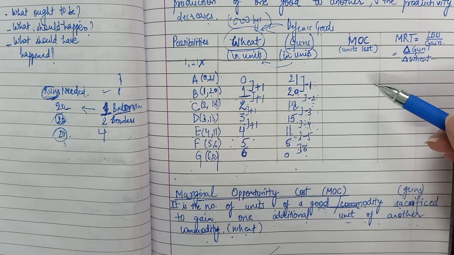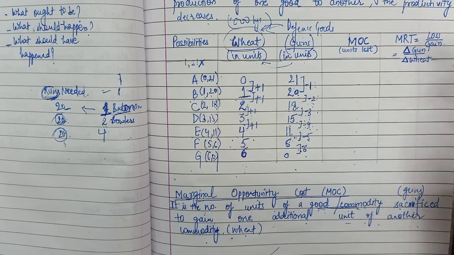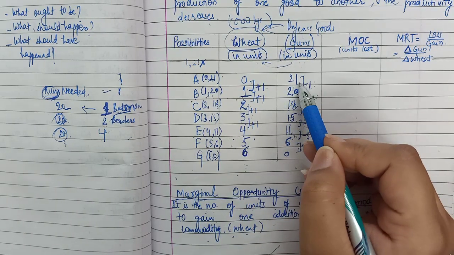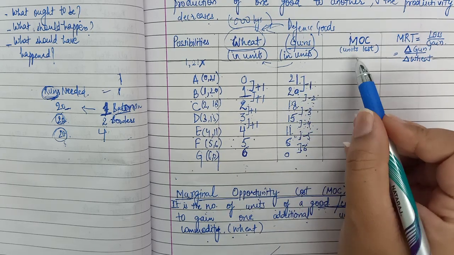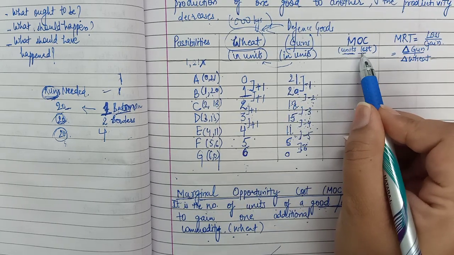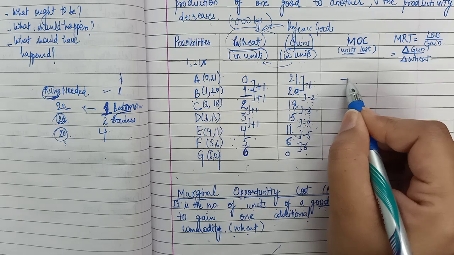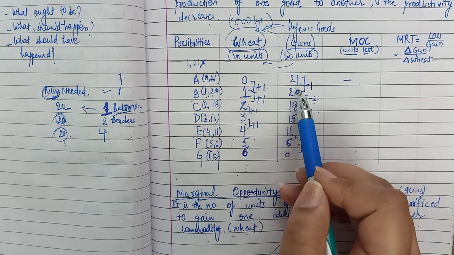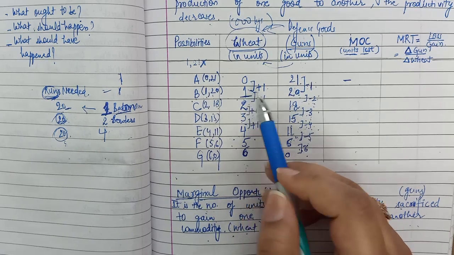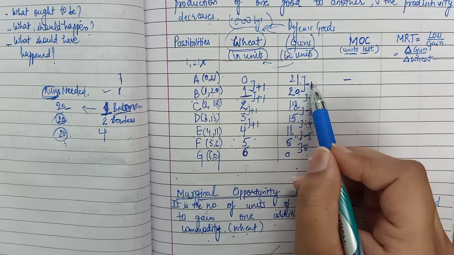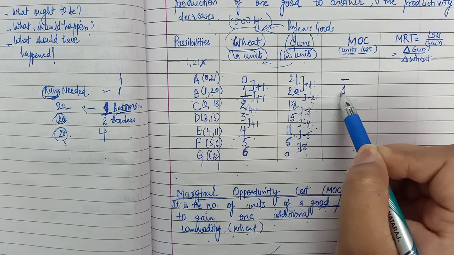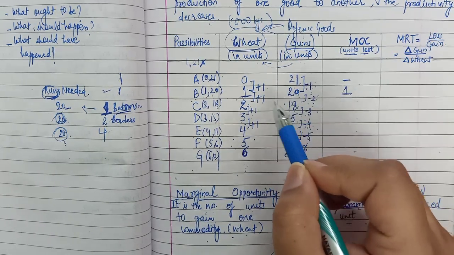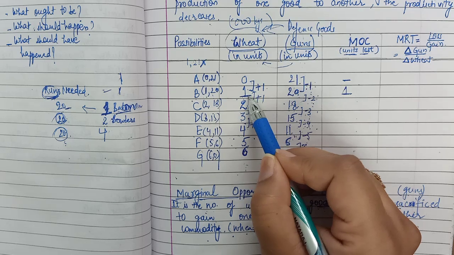Now let us see what will be the MOCs in our example. In the first case, we are not losing anything. We have just started with all the possibilities, so there is no loss. I have written in the bracket that MOC is actually units lost. So put a dash in the first possibility. Now coming to the second possibility, we shifted our resources from guns to wheat. So we lost 1 unit here. So MOC becomes 1: the number of units of a good sacrificed to gain one additional unit of the other good.